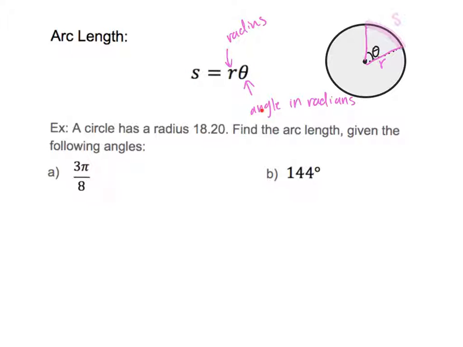And so just make sure your angle is in radians. The S represents arc length. Okay, I think we're ready to use this formula. So we need the radius and the arc length.